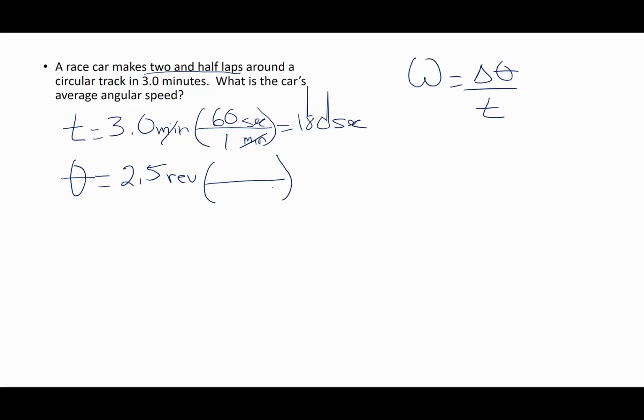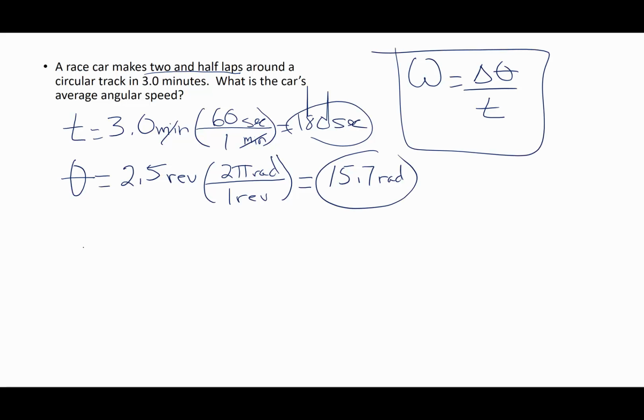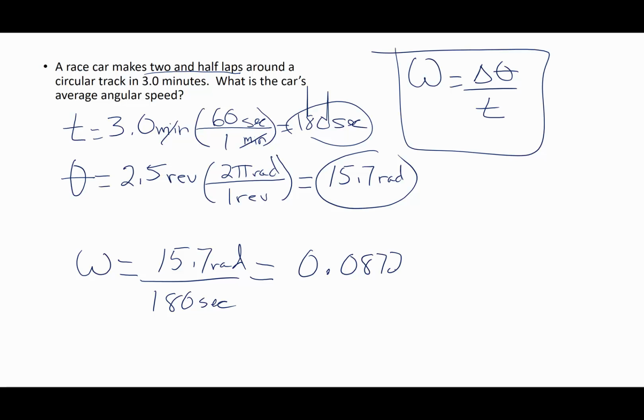So I'm going to have to convert again. 1 revolution is 2 pi radians. If I do the math, 2.5 times 2 times pi gives me 15.7 radians. And if I take these two values and plug them into my equation, I end up with angular displacement, 15.7 radians, in 180 seconds, and that will give me 0.0872 radians per second, and that is my angular velocity.